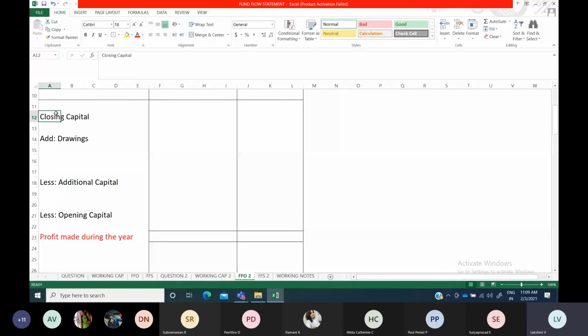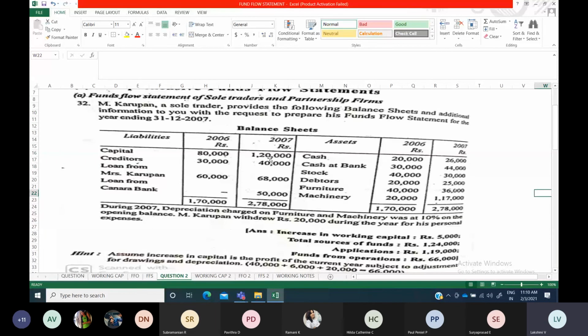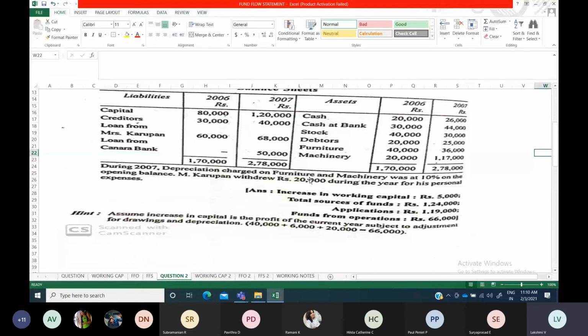So in the question you will have opening capital and closing capital. What is meant by opening and closing capital? Your beginning is known as opening, and your end is known as closing. So here opening capital means 80,000 and closing capital means 1,20,000. So this amount is only opening and closing capital. Suppose in some questions, if you see, you have drawings, they have given that the owner withdrew 20,000 during the year for personal expenses.